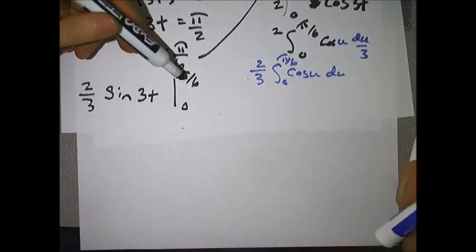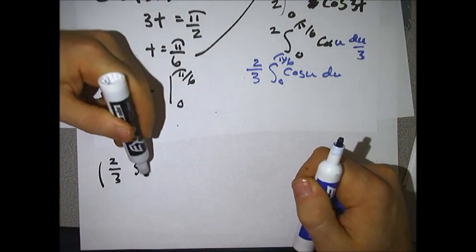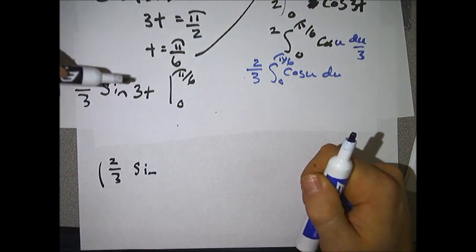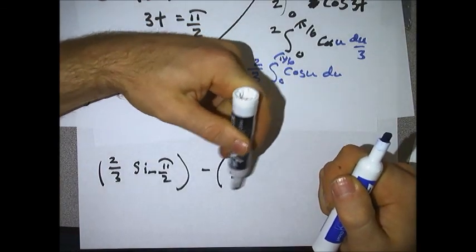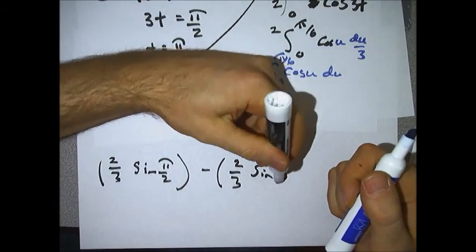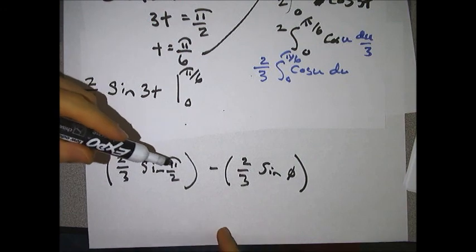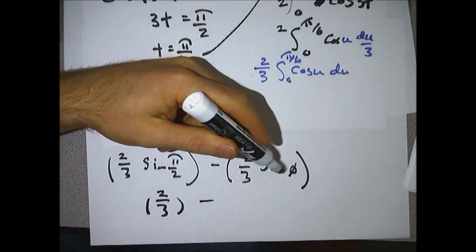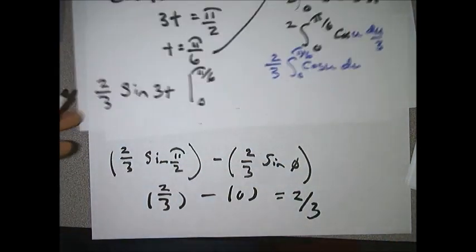So I want to plug in pi over 6. So 2/3 sine, so it's 3 times that. So 3 pi over 6 is really pi over 2, minus 2/3 sine 3t, if I plug in 0, is just sine of 0. Sine of pi over 2 is 1. 1 times 2/3 is 2/3. Sine of 0 is 0. Final answer, 2/3.